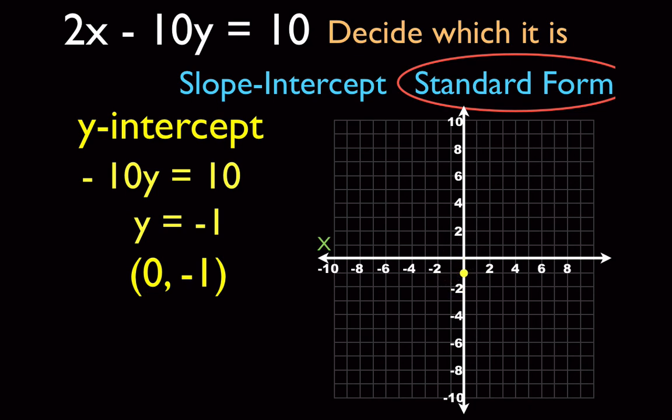We're going to then next discover our slope. Remember, it's opposite of a over b. Opposite a over b gives me negative 2 over negative 10, because don't forget that minus sign in front of the 10. Negative over negative turns into a positive, and 2 over 10 turns into 1 over 5.